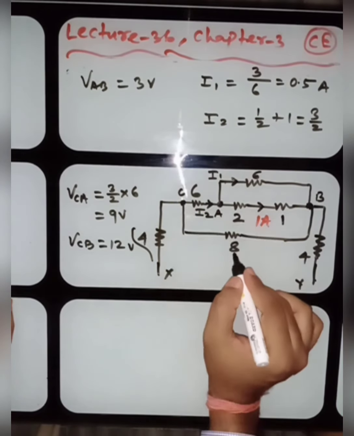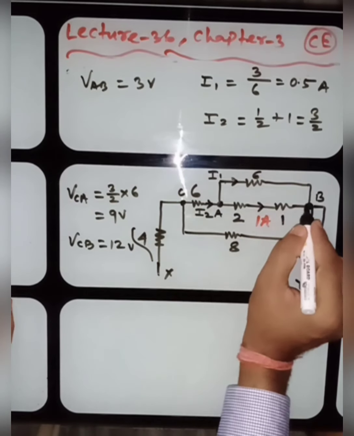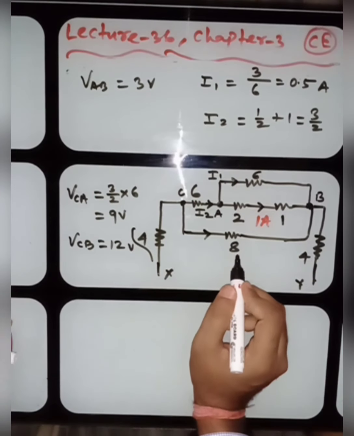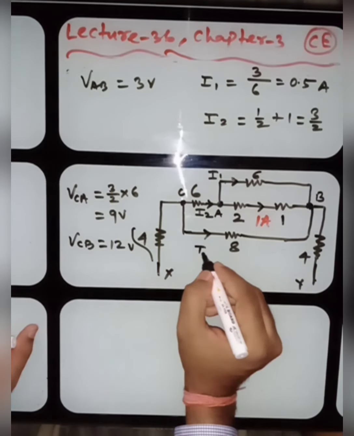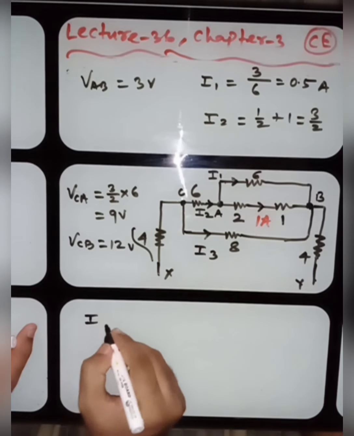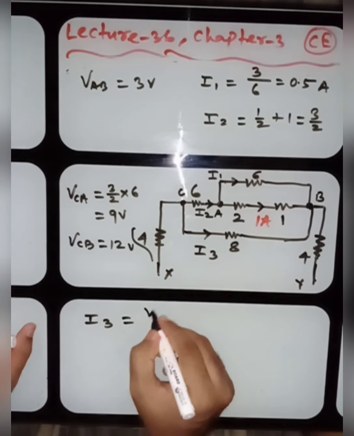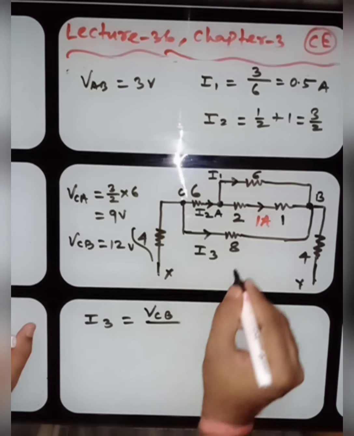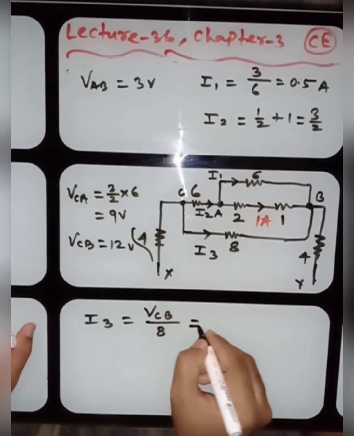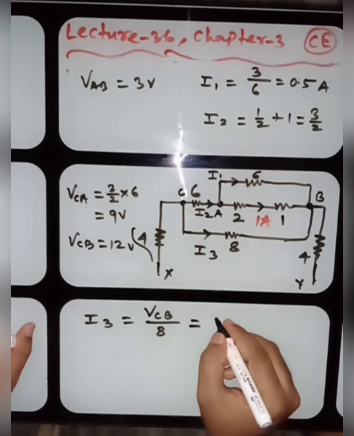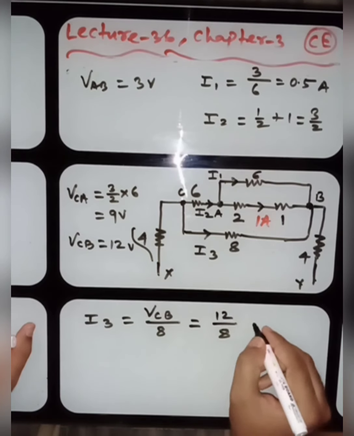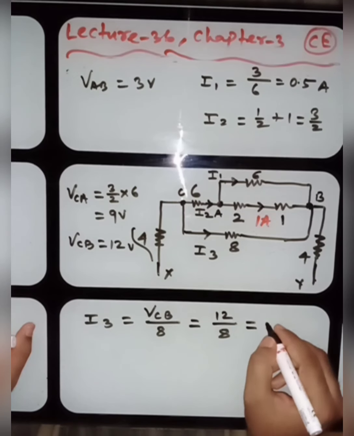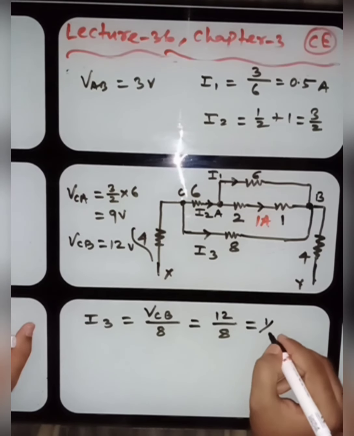Now look here, this resistor has 2 terminals, between C and B. So what will be the current here? The resistor is 8 ohm, say the current is I3. So I3 will be V by R. The V across this resistor, the terminals are C and B, so VCB divided by the resistance, which is 8. So the current will be 12 by 8. How much is it? It is 3 by 2, that is 1.5 ampere.